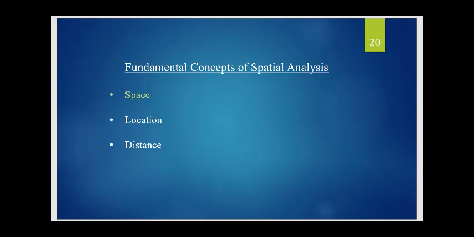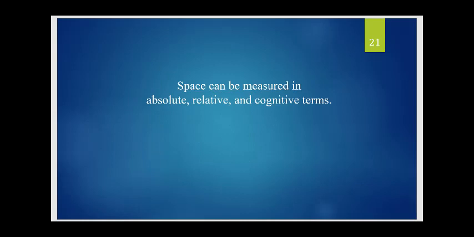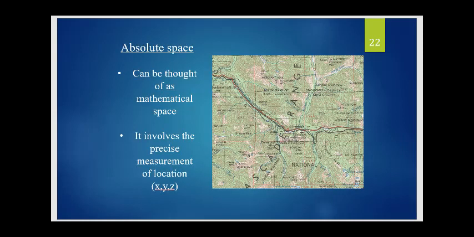Begin with space. Space can be measured in absolute, relative, and cognitive terms. Absolute space can be thought of as mathematical space. Absolute space involves the precise measurements of location and space, such as an XYZ coordinate. Absolute space should provide an unambiguous description of space.